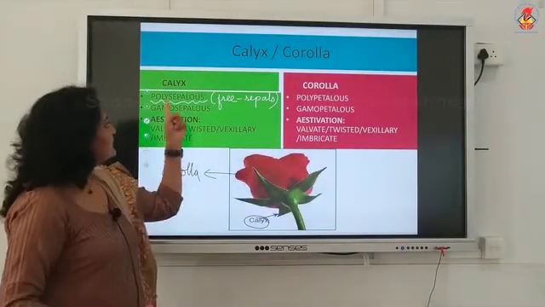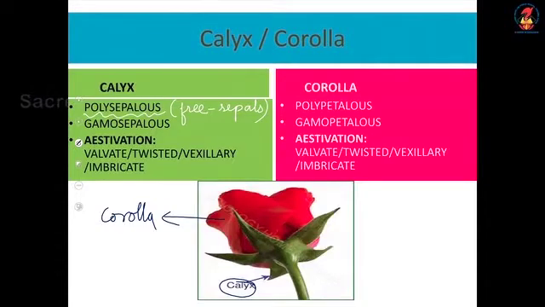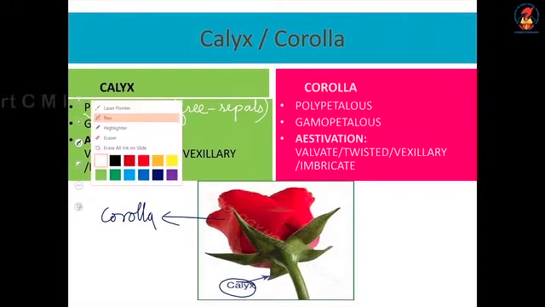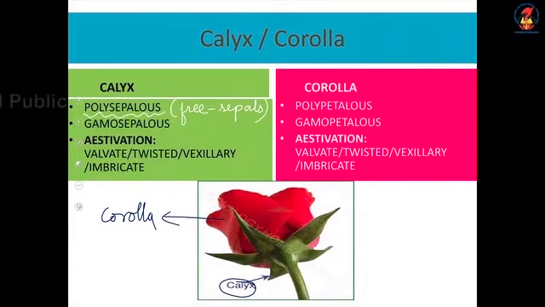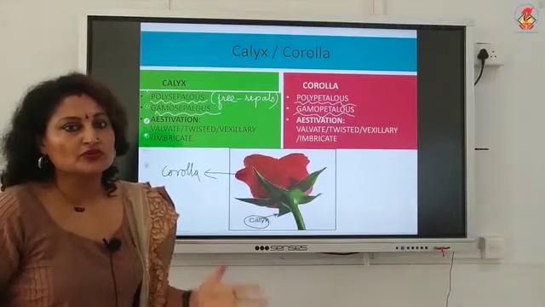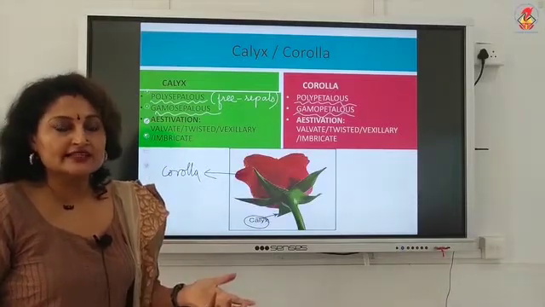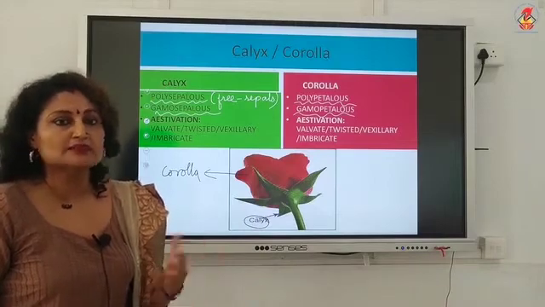Once again, for calyx, when the sepals are free, it is called polysepalous, and when the sepals are fused, it is called gamosepalous. In the case of corolla, when the petals are free, it is called polypetalous, and when the petals are fused, it is called gamopetalous. So remember the name: poly is for free, gamo is for fused, and accordingly the ending. In the case of sepals, give sepalous; in the case of petals, give petalous.